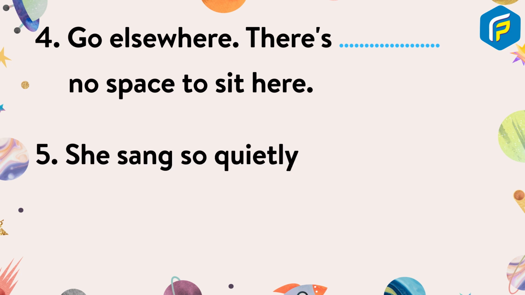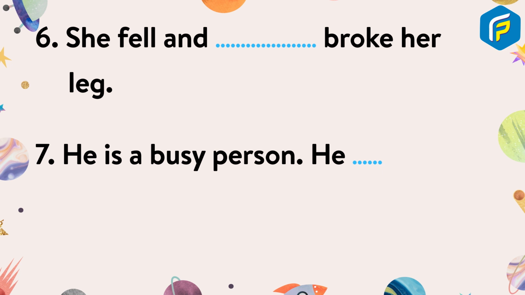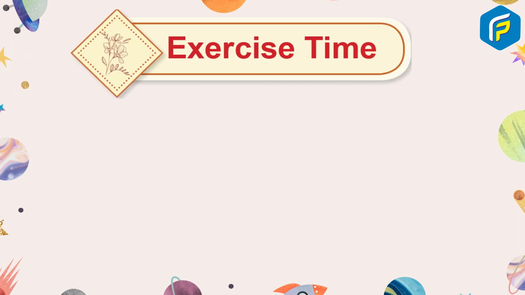5. She sang so quietly that I could dash hear her. 6. She fell and dash broke her leg. 7. He is a busy person. He dash always arrives late. Answer. Do it yourself. Exercise time.